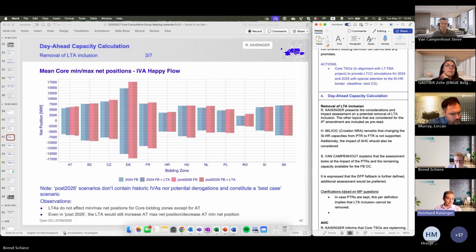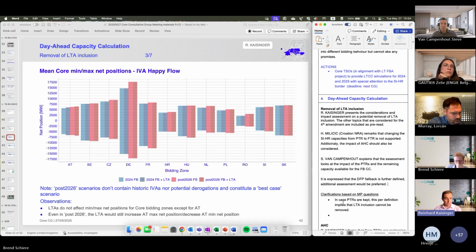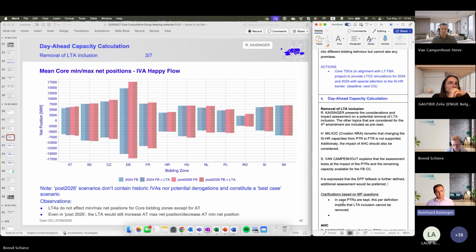What we do find here is that the LTAs do not affect the min-max net positions except for Austria, even with the 26 cases. We still see that there is an impact both in the max and min direction. For all other bidding zones, there is no impact. And again, just to mention it, for 26 it's an upper bound that we see here because there are no validation adjustments considered.